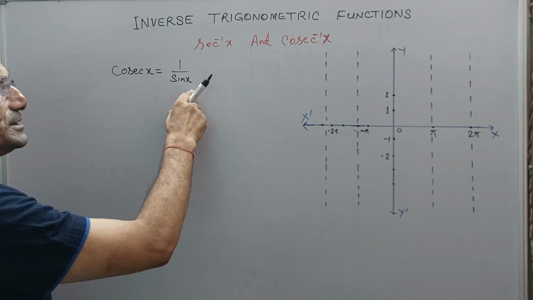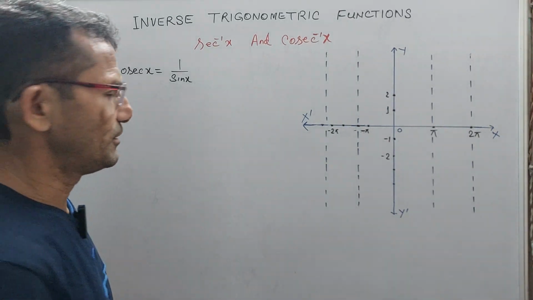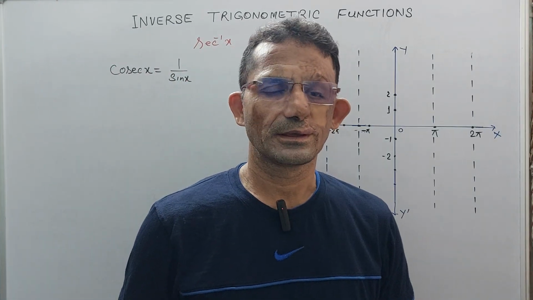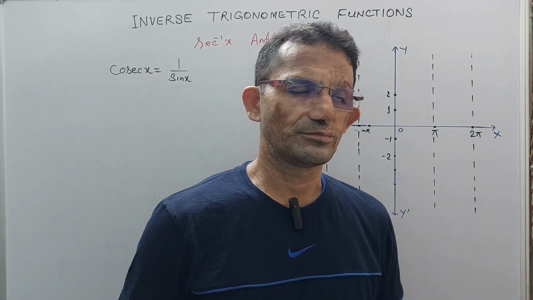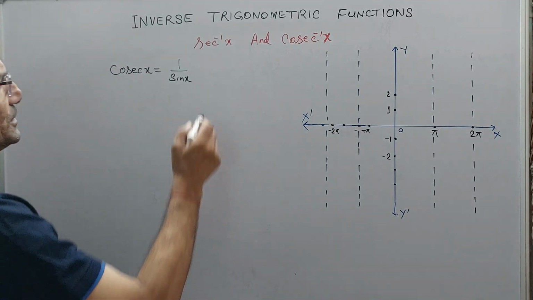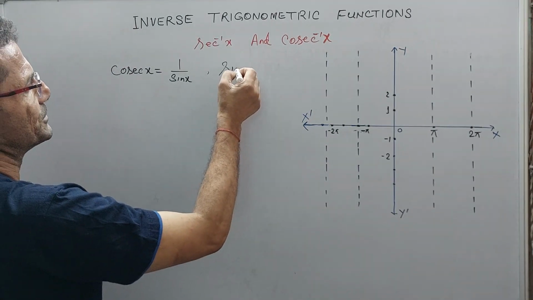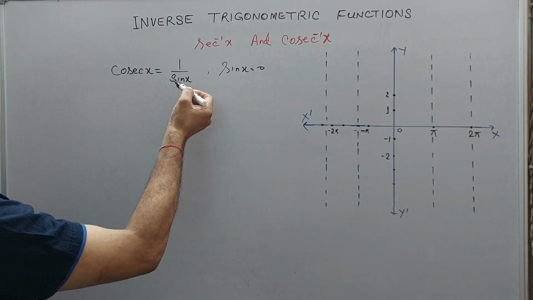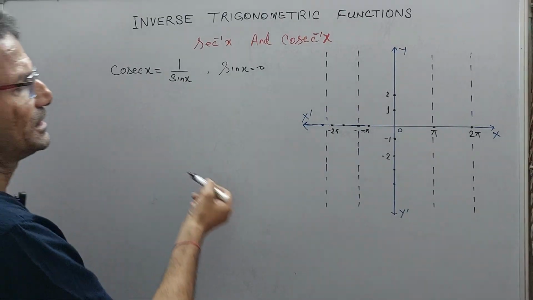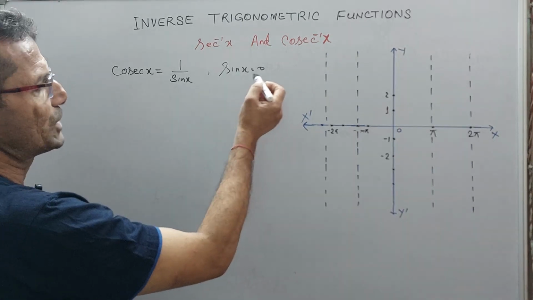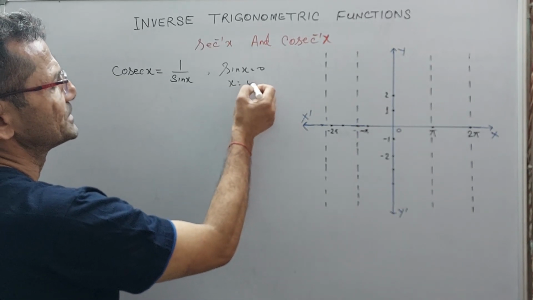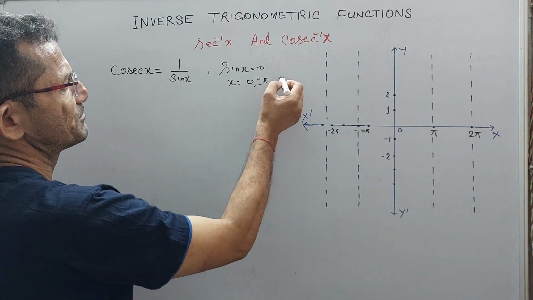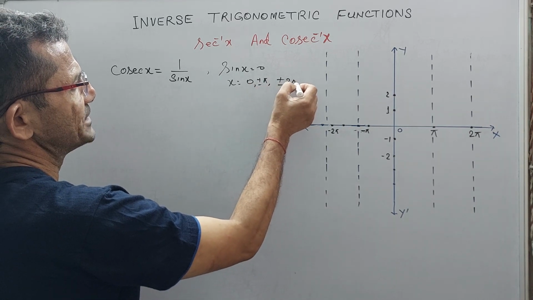Sin x is not defined for values of x equal to 0, plus minus pi, plus minus 2 pi, plus minus 3 pi. Where sin x is equal to 0, these values when put in the denominator will give infinite. So sin x equal to 0, then x will be 0, plus minus pi, plus minus 2 pi and so on.